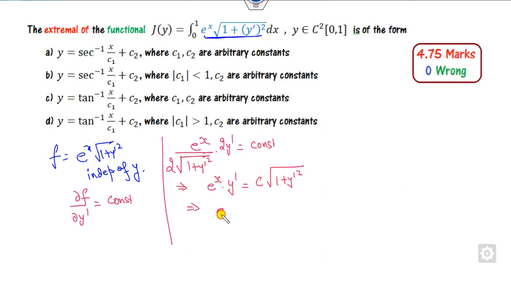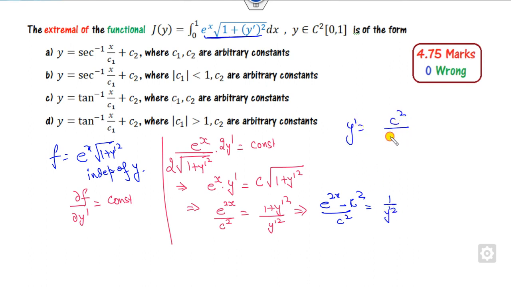So I can put up a squaring on both sides, e raised to power 2x c square, 1 plus y dash square upon y dash square. So I can write this as e raised to power 2x minus 1 minus c square over c square is 1 over y dash square. So I can write y dash is c square e raised to power 2x minus 1. Now you can integrate them.